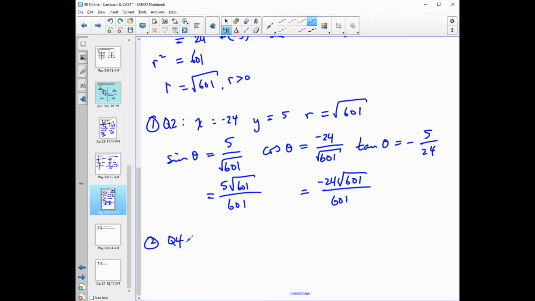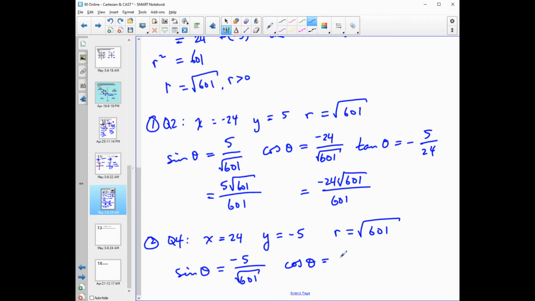Now we have to do the same thing for quadrant 4. My x value is equal to +24. My y value is equal to -5 this time. My r value stays the same. So sine theta is equal to, in this case, -5 over root 601. Cosine theta is going to be equal to 24 over root 601. And the tangent of theta is going to be equal to -5 over 24.